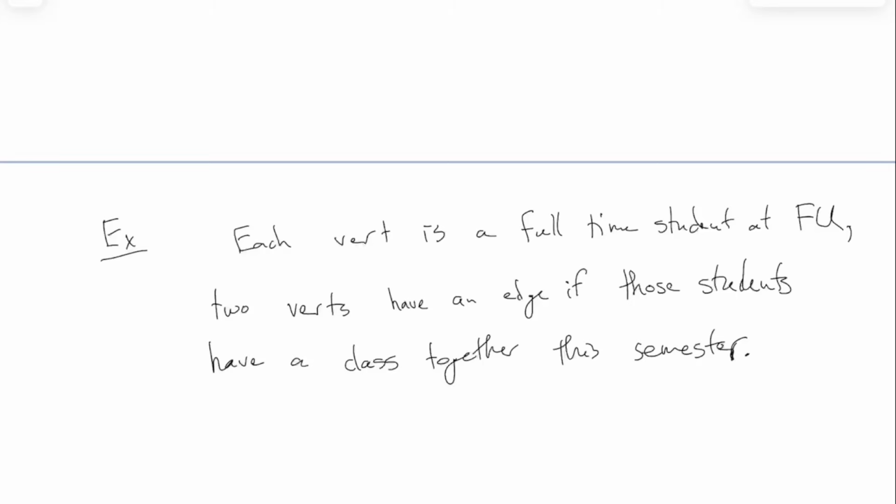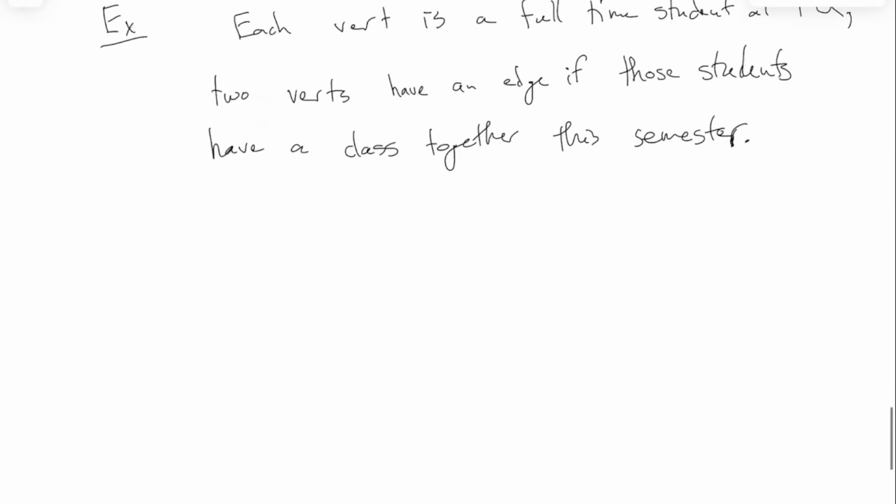This graph is also too big to draw a picture of because it has many thousands of vertices, because every student at the university is a vertex. And it has many edges also, because each of you is a vertex in this graph, and you would be connected by an edge to all of the other students who have a class together with you. So in particular, you'd be connected by an edge to everyone else here with us right now, plus all the other people in all of your other classes, all right? Two vertices have an edge if those students have a class together this semester.